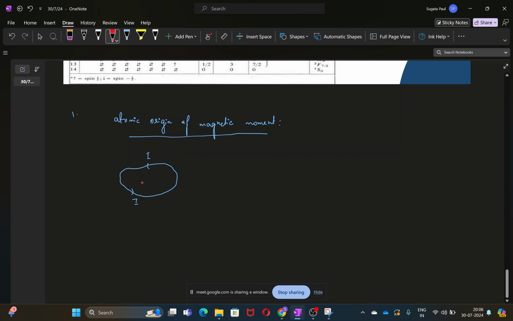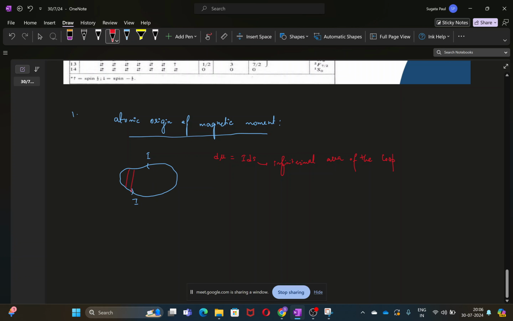Now you can think of the infinitesimal magnetic moment element, which is dμ, that is defined as I times dS. Now I is the current that is flowing through the whole loop, and what is dS? dS is basically an infinitesimal area of the loop. How to define that?